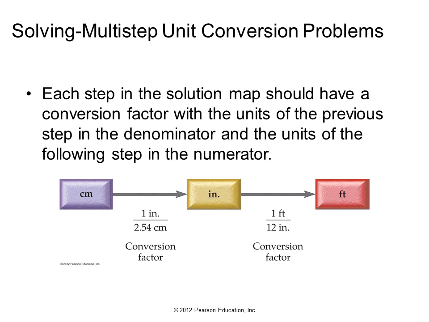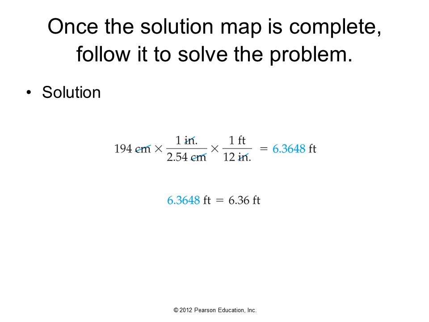So centimeters to inches, this is the conversion factor in that order. And then inches to feet, this is a conversion factor in that order, arranged so that the inches cancel and the result is feet. Once the solution map is completed, you simply put in the numbers to solve them. So here's an example of converting 194 centimeters to feet.